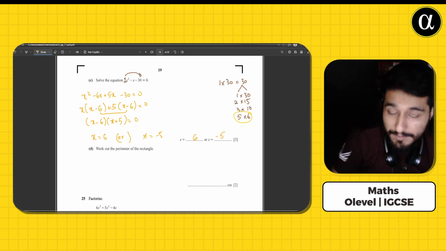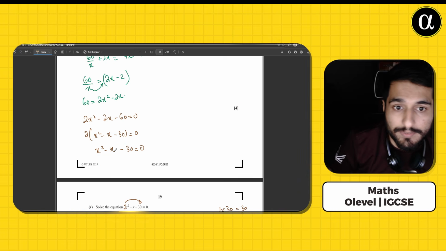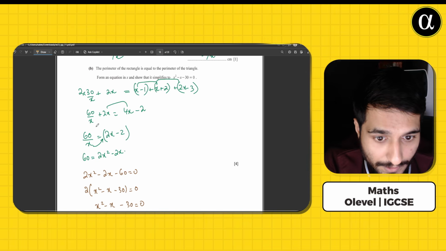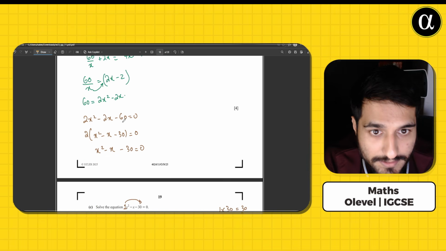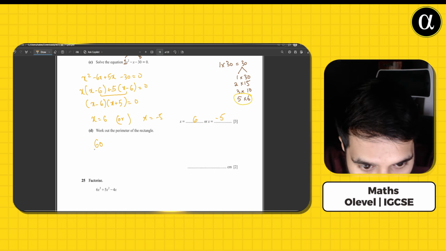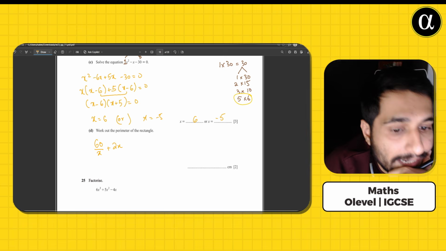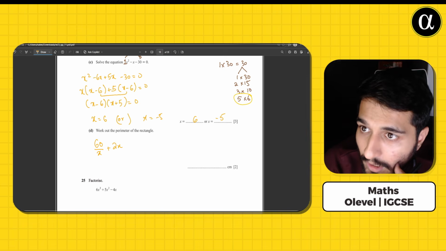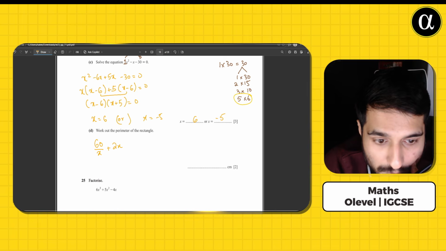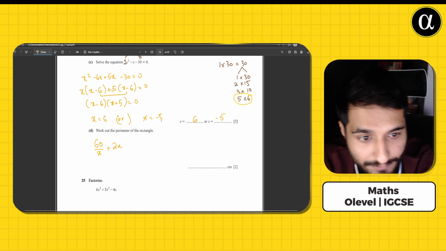It says work out the perimeter of the rectangle. Now we had already found out the perimeter over here. It was 60 over x plus 2x. So that's what we're going to do: 60 over x plus 2x. Now we need to keep in mind that the lengths or the perimeters can only be positive, right? So we will not be considering the negative number over here.